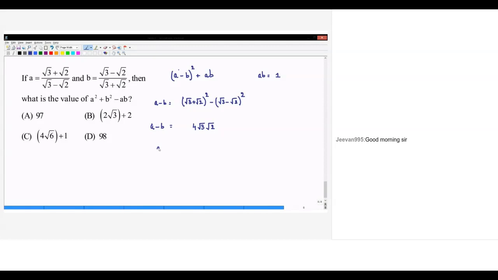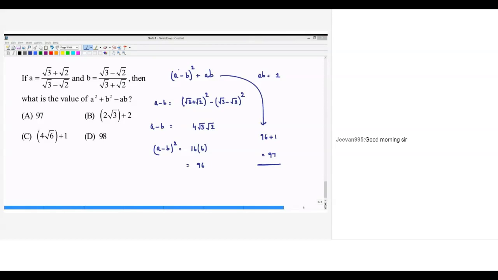But what is A minus B whole square? 4 square is 16 into 6. This is 96. So we need this. Ask me if you have any doubt there. So I was only dealing with questions of algebra which relate mostly to numbers, not complete algebra there.